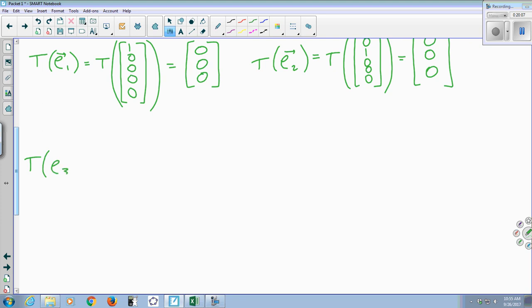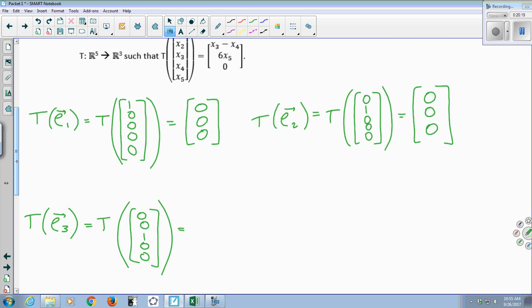T of e3. That's (0, 0, 1, 0, 0). Okay, so my rules for calculating the output: the first entry is x3 minus x4. x3 in this case is a 1. x4 is a 0. So 1 minus 0 is 1. 6 times x5, that's 6 times 0, which is 0. The third entry is always a 0.